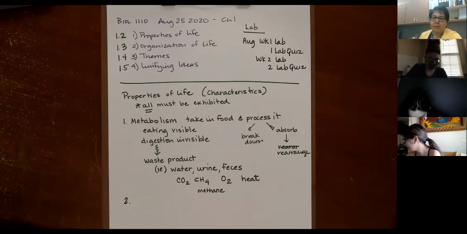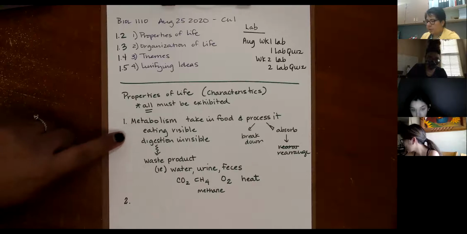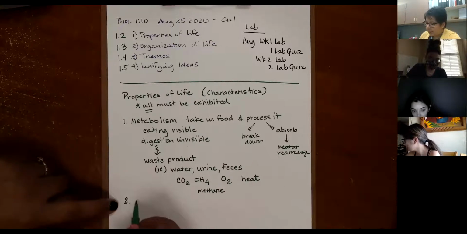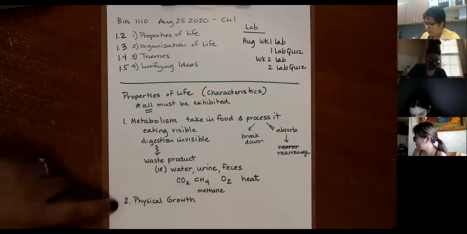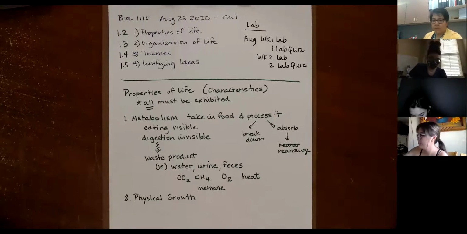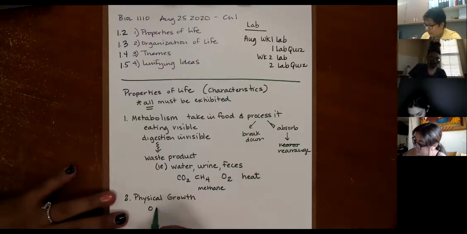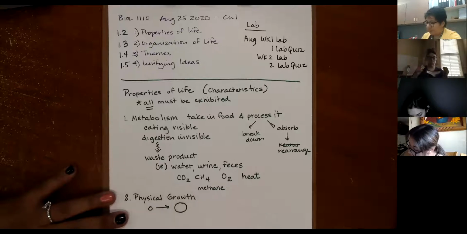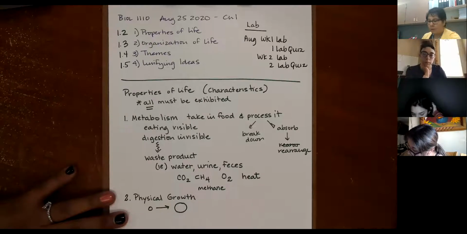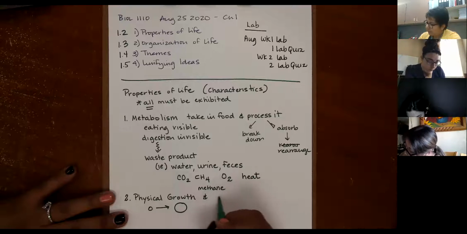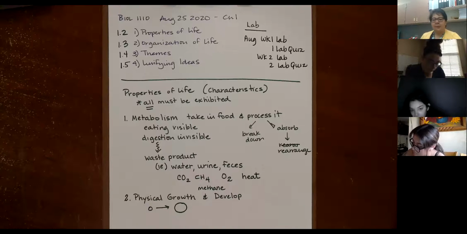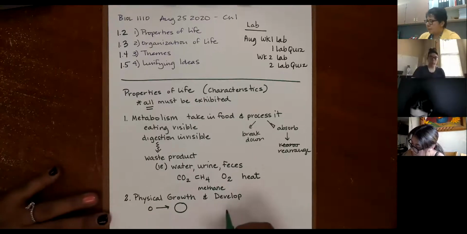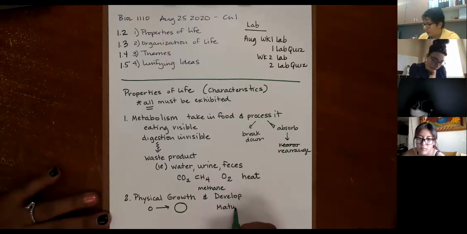Another thing living things must do is what their metabolism supports, and that is they usually exhibit some amount of physical growth. In other words, living things usually start out small, but over time, they're going to get bigger. Along with that, they're also going to develop. And development is a process of maturation.